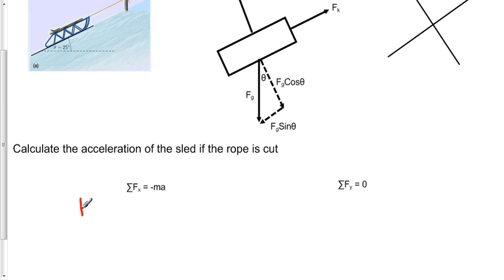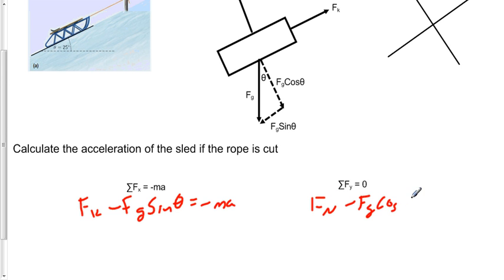So what I've got for this one is that Fk minus Fg sine theta equals negative ma. And for the y component, I have Fn minus Fg cos theta equals 0.